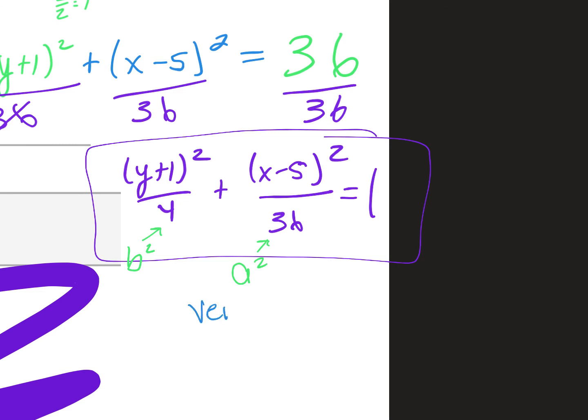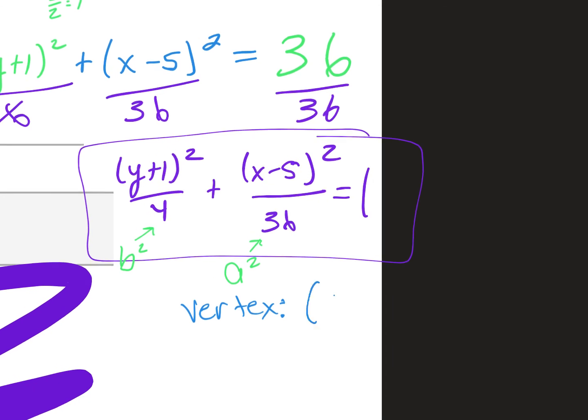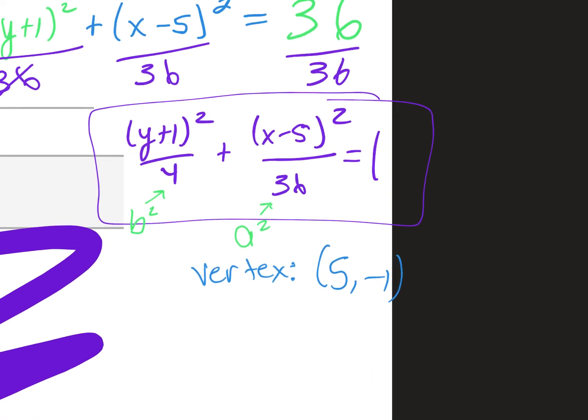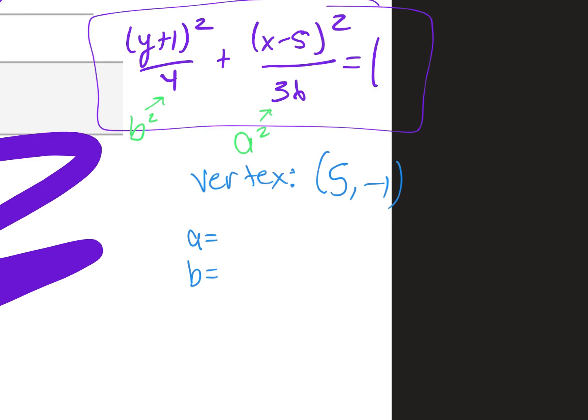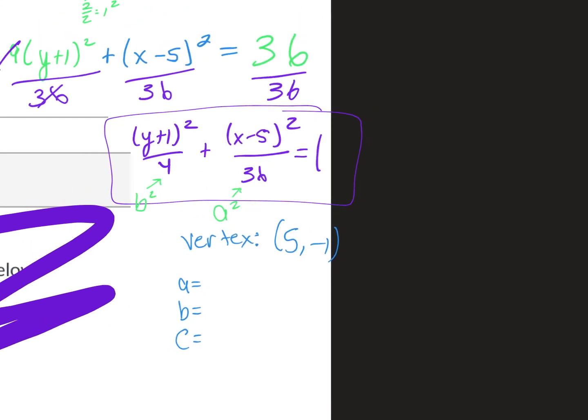If I said to you guys, okay, fine, well, what's the vertex? Would you tell me the vertex is here? What is it? Perfect. Positive 5, negative 1. If you know that your A value is something and your B value is something, and I asked you to find the C value, well, A is what? What's my A value? 6. Good. What is my B value? 2. If you're talking about an ellipse, how do you find the C value?